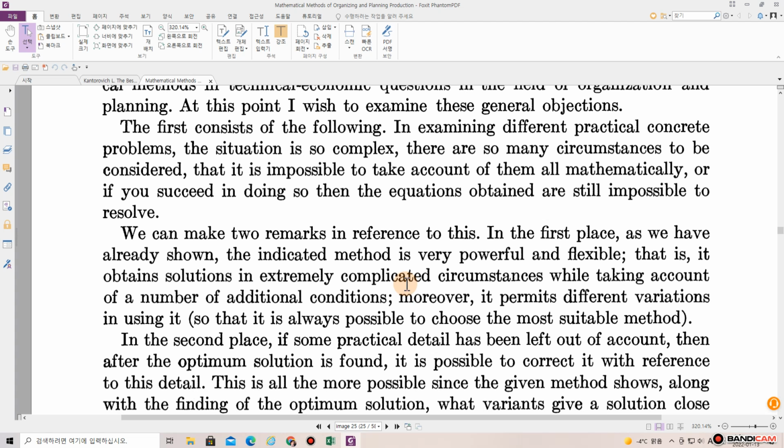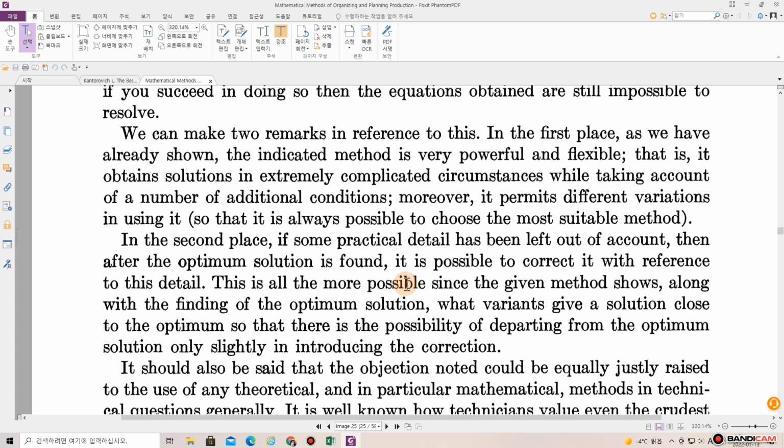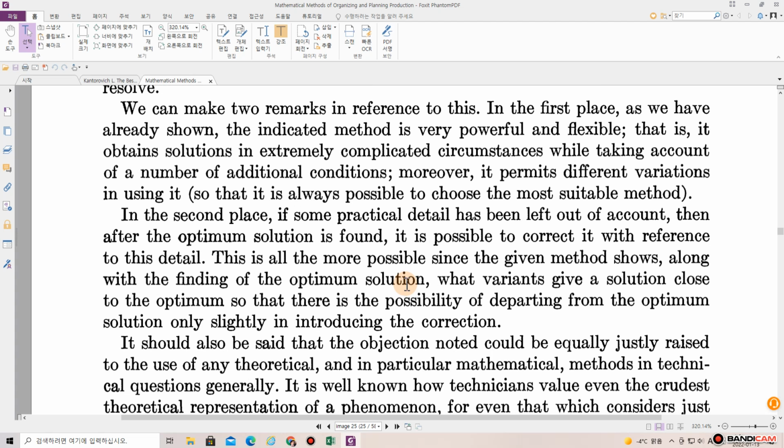In examining different practical, concrete problems, the situation is so complex, there are so many circumstances to be considered, that it is impossible to take account of them all mathematically, or if you succeed in doing so, then the questions obtained are still impossible to resolve.